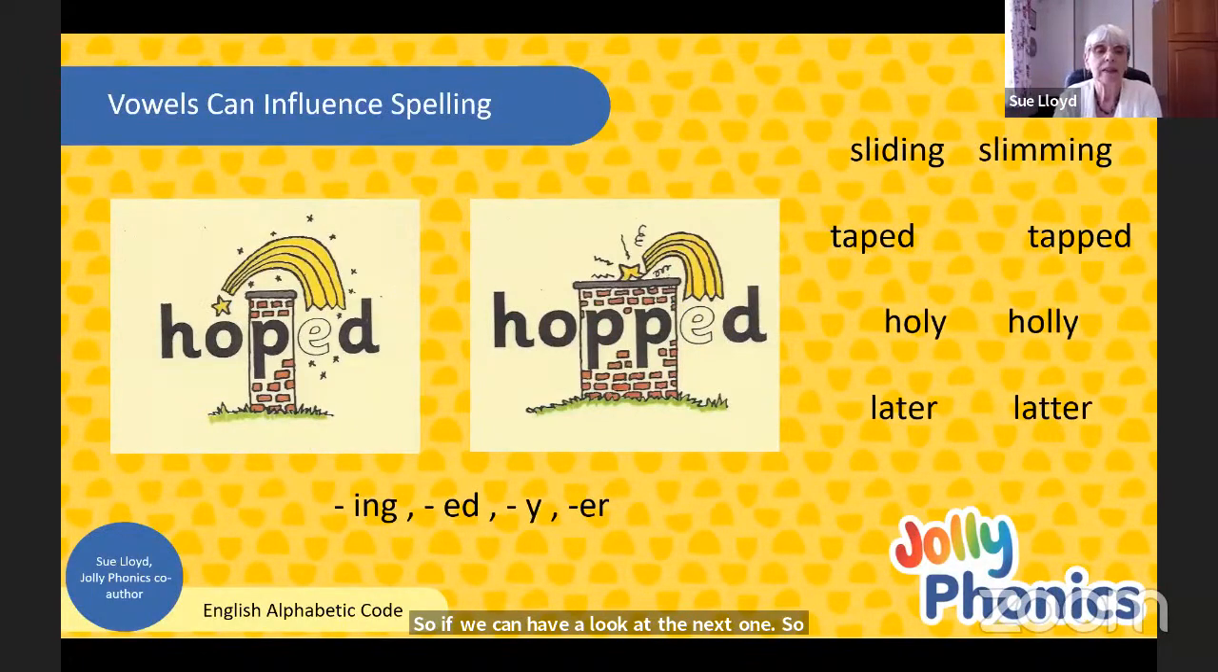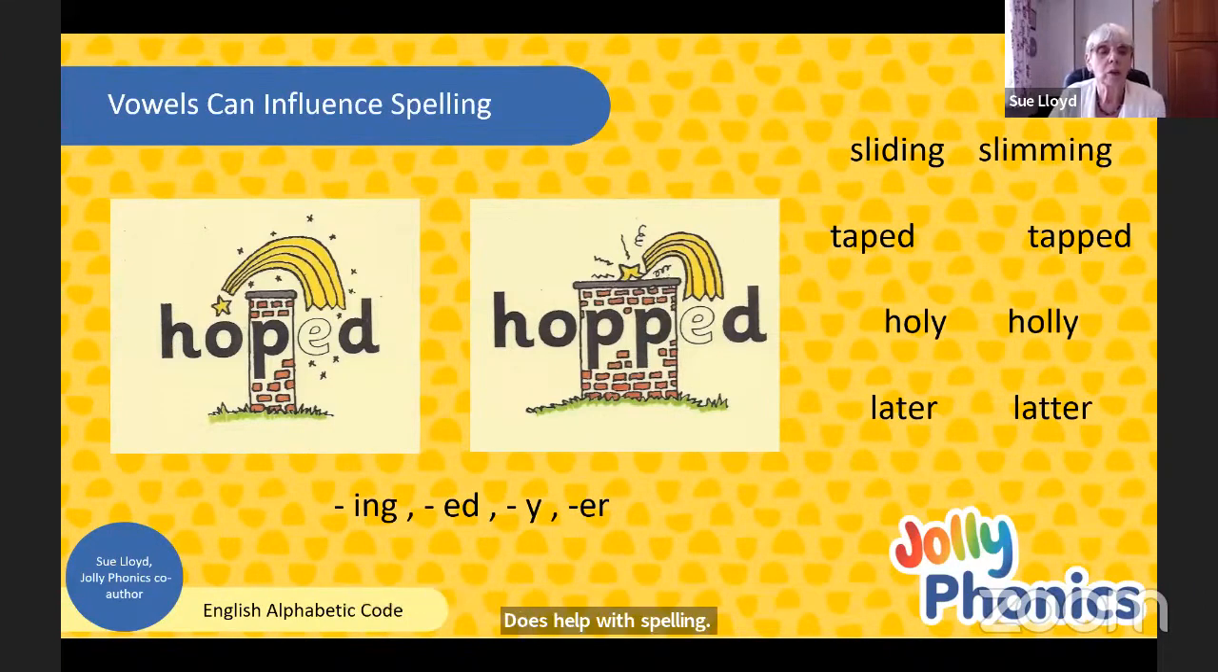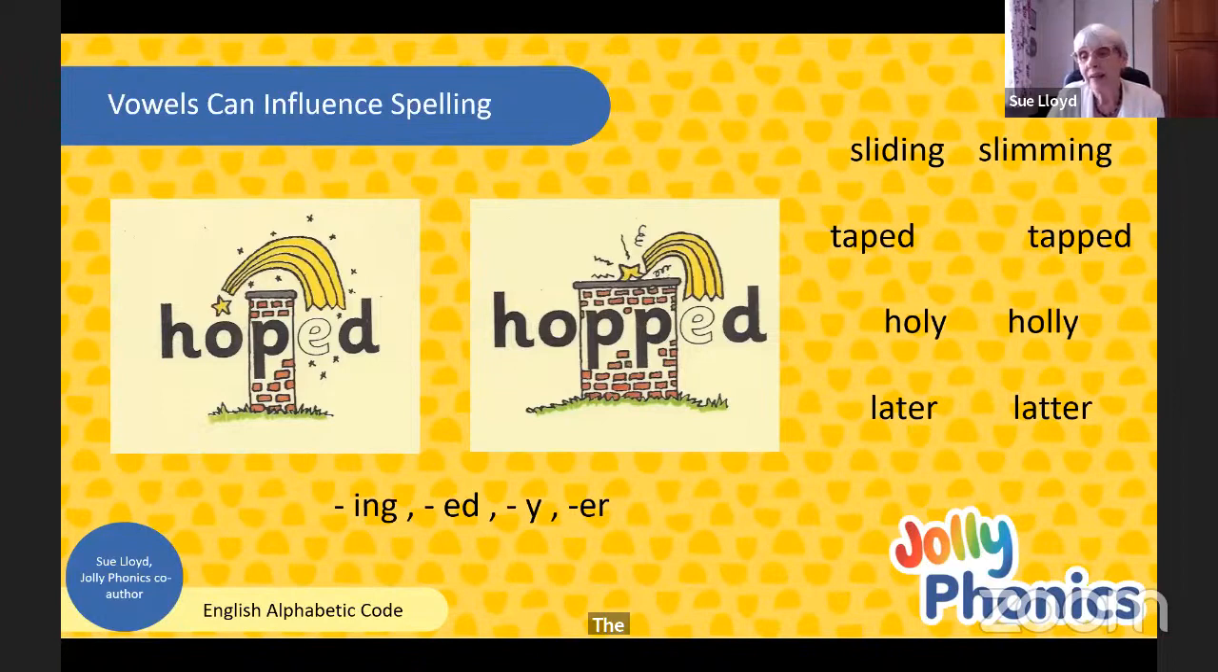So here we go. This is another influence, the vowels. Understanding how the vowels work does help with spelling. And when the children are taught the split digraph, O hop over E, there's a consonant in between. The second vowel doesn't usually say its sound. It just influences the first vowel. And we liken it with the children to a bit of magic coming out and changing the O to O. So that's why it says hoped.